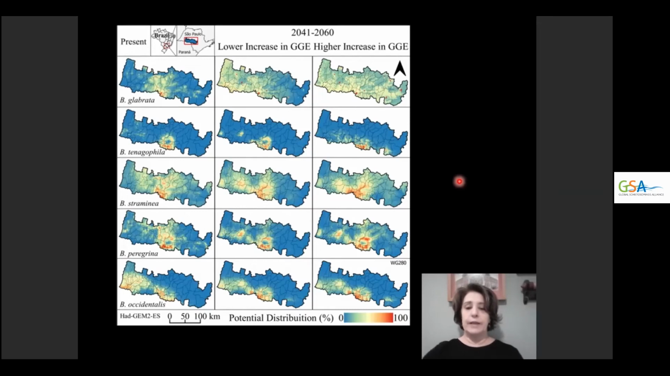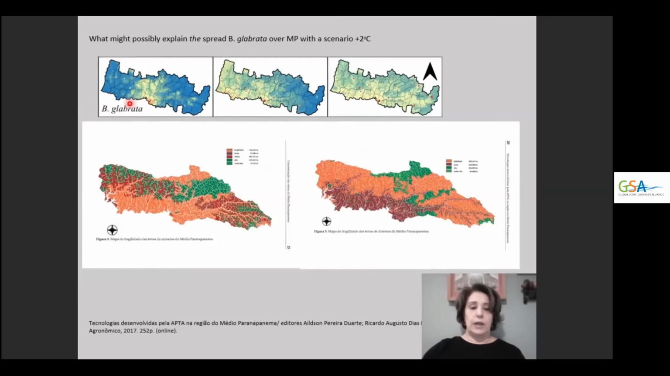When we see Biomphalaria glabrata, and in the next slide we can see only Biomphalaria glabrata distribution now and in the future. We notice that there's a probability of expansion of the small hotspots over the area. But what's more important is the chance that the species crosses the limits of distribution that we see today, to the north, east and west of the Paranapanema region.